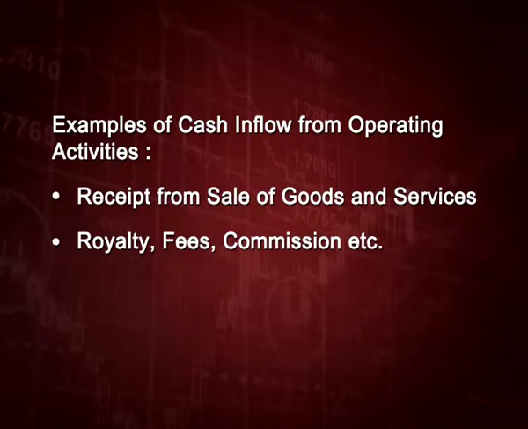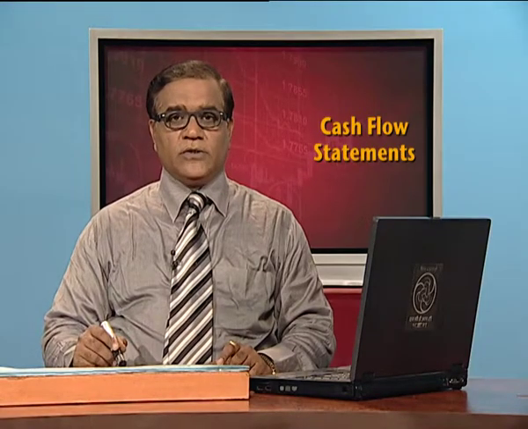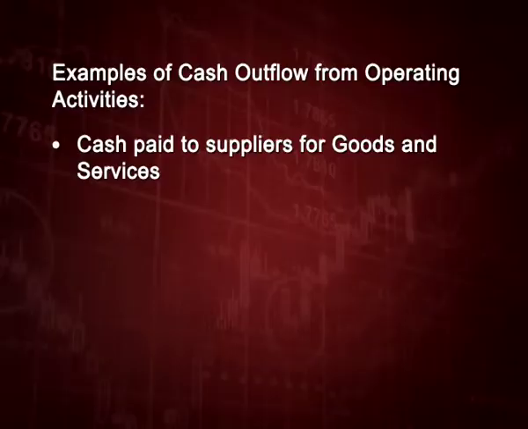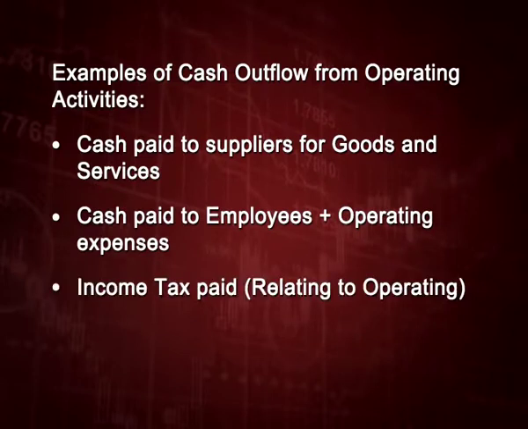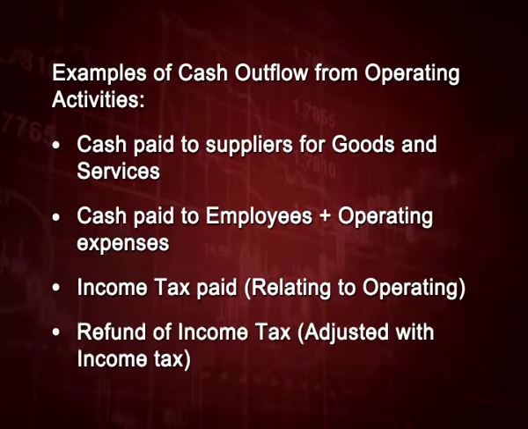Let us understand operating activity with some examples, starting with example of cash inflow from operating activity, receipt from sale of goods and services, royalty, fees, commission, etc. received. Let us take some example of cash outflow also from operating activity, cash paid to suppliers for goods and services, cash paid to employees and all other operating expenses, income tax paid, but please remember relating to operating activity only, and the refund of income tax to be adjusted with income tax paid.